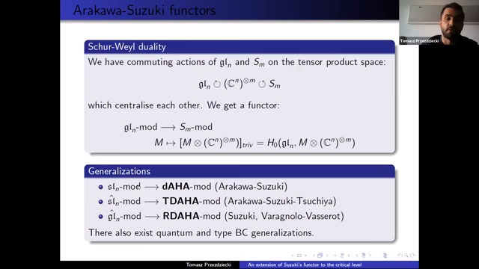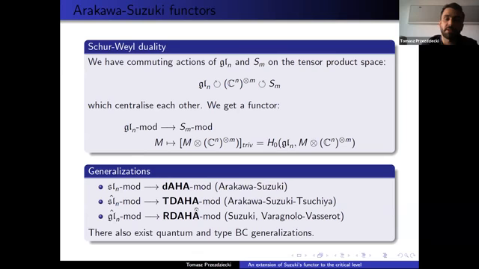For example, I guess it all started with this paper of Arakawa and Suzuki, where they defined a family of functors from SL_N modules to modules over the degenerate affine Hecke algebra. Later, this was upgraded to the affine setting. So there is a functor from affine SL_N modules to modules over the trigonometric double affine Hecke algebra due to Arakawa, Suzuki, and Tsuchiya. And there is also a functor from affine GL_N modules to the rational DAHA, which was defined by Suzuki and later studied by Varagnolo and Vasserot. This third functor is what we're going to be interested in today.